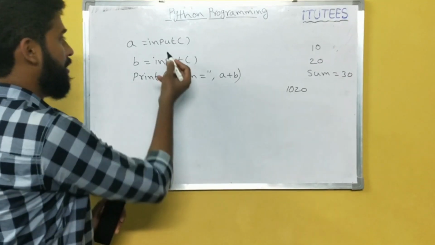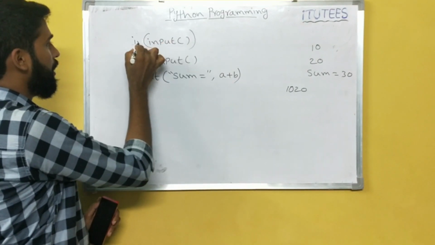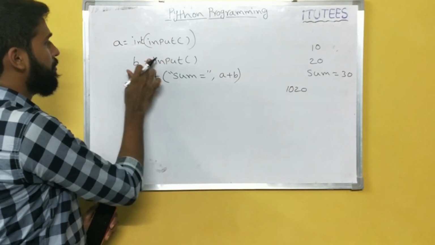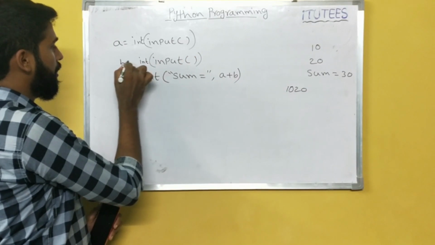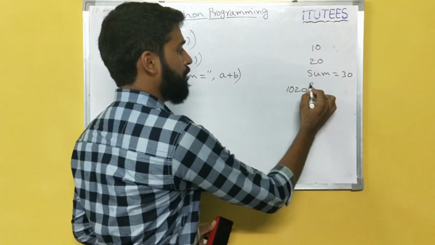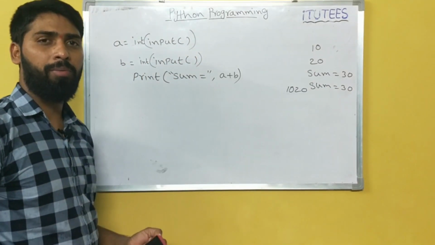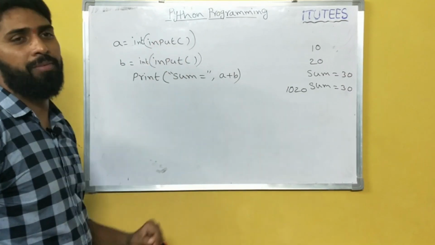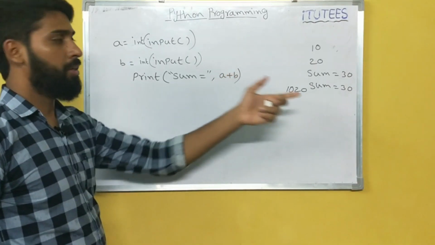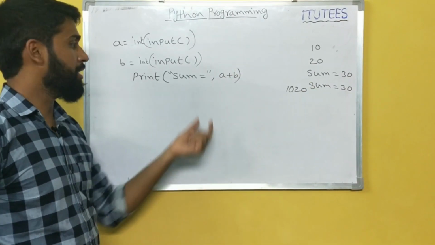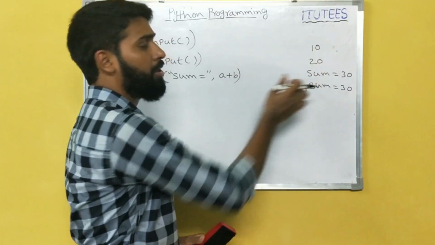So we convert that input into an integer: A equals int of input, and the same for B. Now we get sum equals 30. Whatever you read from the keyboard is a string. Now I convert the string into an integer, then I perform the arithmetic operation 10 plus 20. Otherwise, the plus acts as a concatenation operator and concatenates 10 and 20.